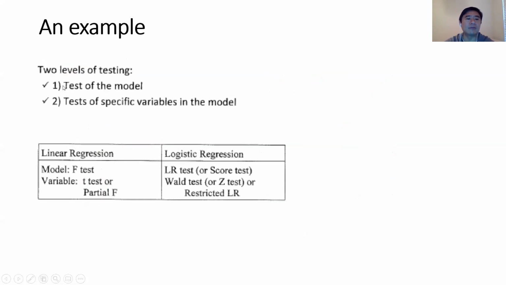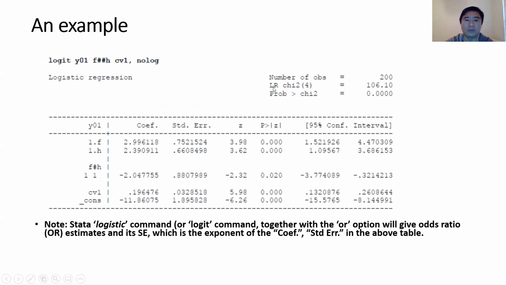Okay, so as I said, it basically includes two types of tests. One is the test of the model as a whole, and the other is the test of the specific variable in the model. In linear regression, to see if the entire model is significantly better than a null model, we use an F-test. But in logistic regression, that's a likelihood ratio test or score test, basically a chi-squared test. You can see here it's called LR, the likelihood ratio chi-square test with 4 degrees of freedom.